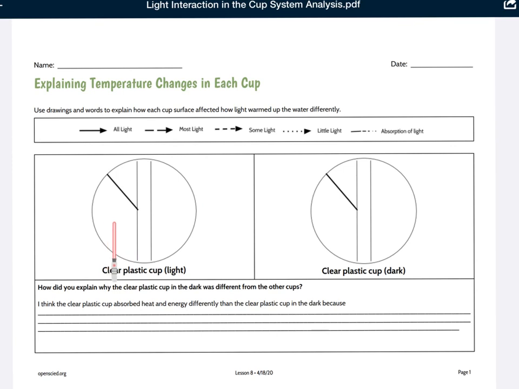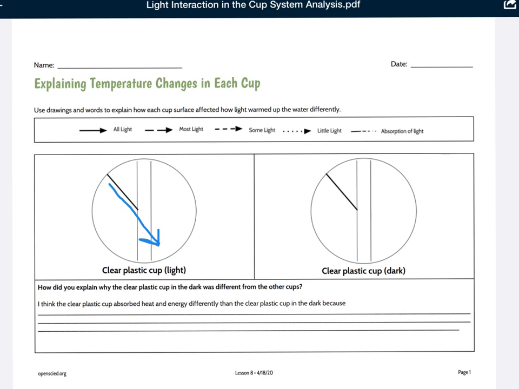Okay? So if we look at our clear plastic cup, if we think about the data, we saw that the temperature increased quite a bit. So you have to make a prediction. You can download this in Notability. You have to make a prediction about what you think is happening. So if you thought that all the light is getting through, you would draw an arrow like this, and you would assume that all the light from the sun or from the light in the room is going through that cup and being absorbed by the water.